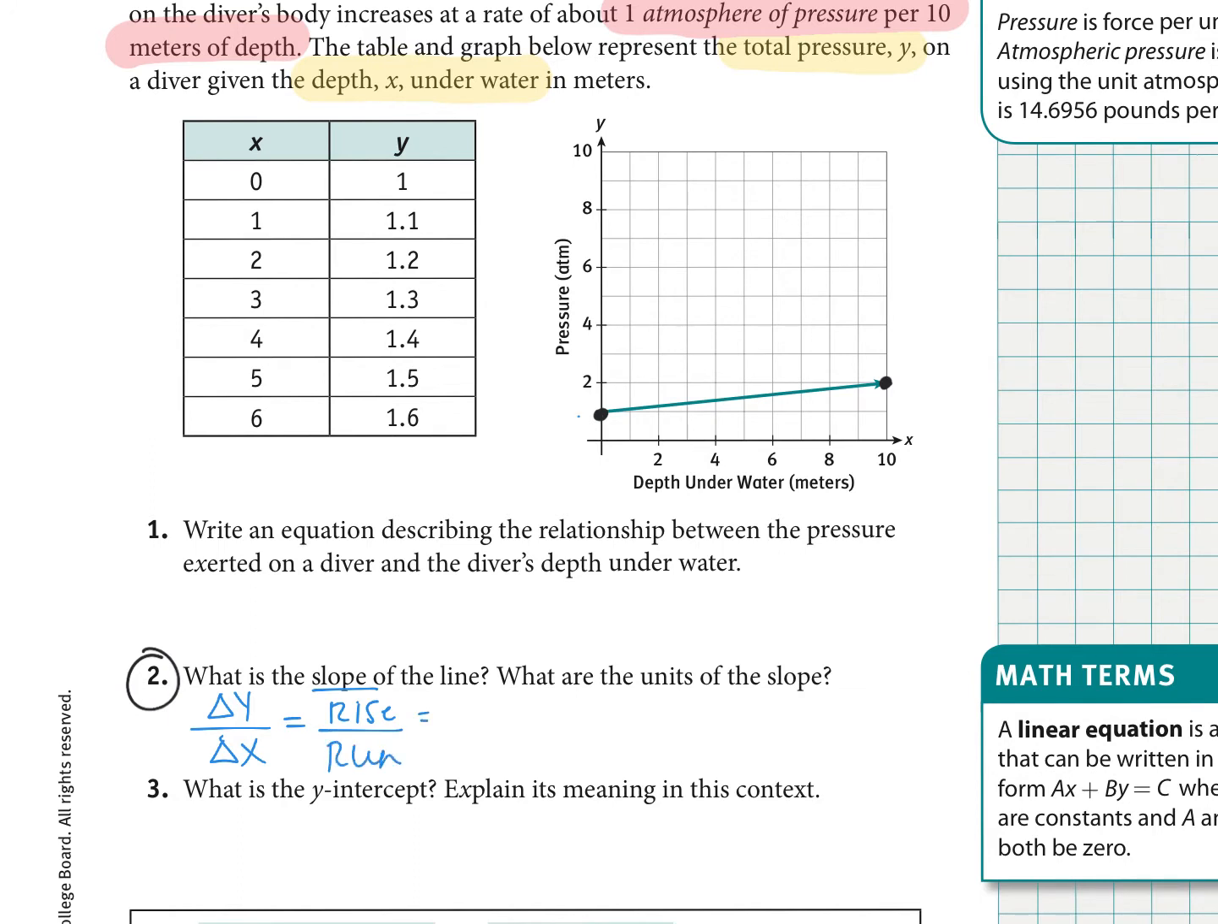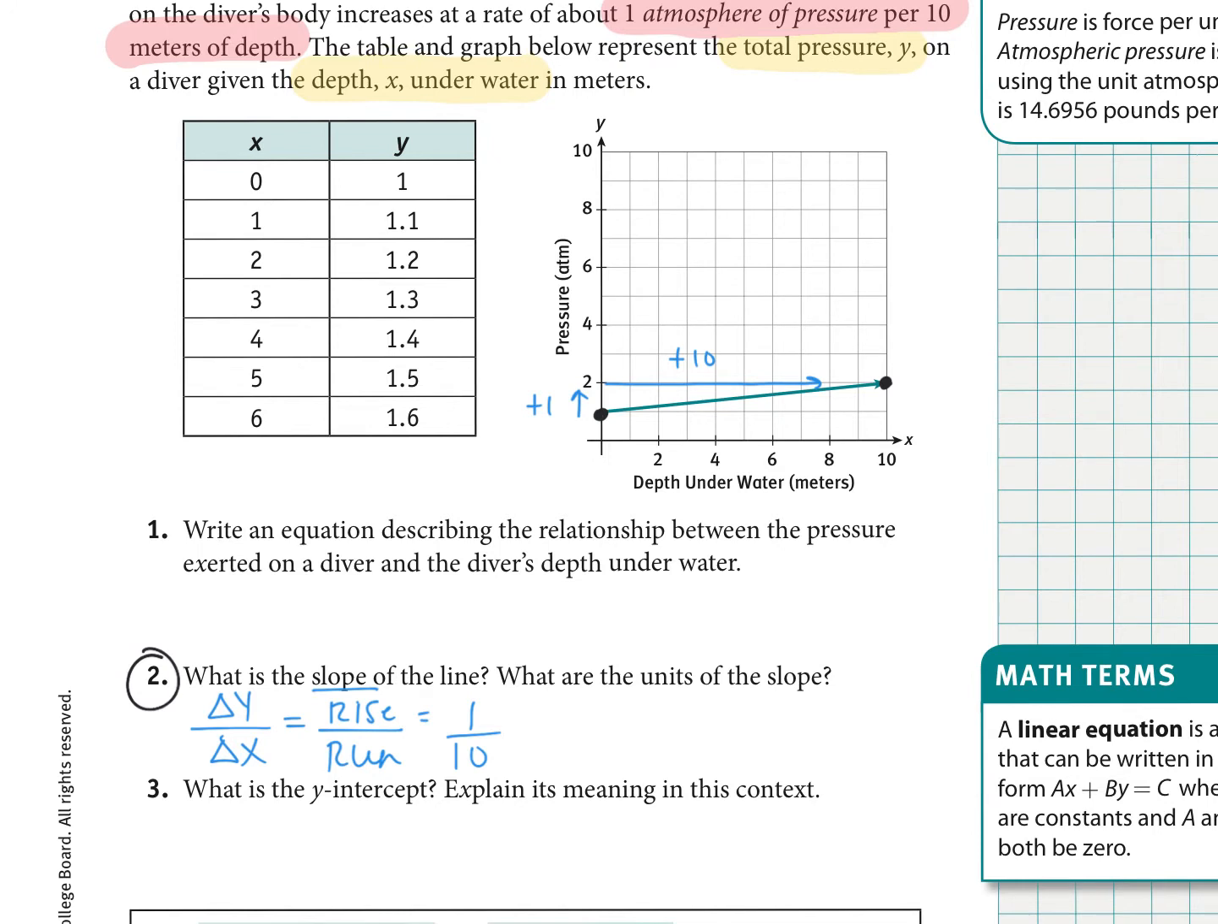Here, we see that we rise 1 unit, going from 1 to 2, and then when we move over, we move over to the right in a positive direction 10 units. So our slope is 1 over 10.